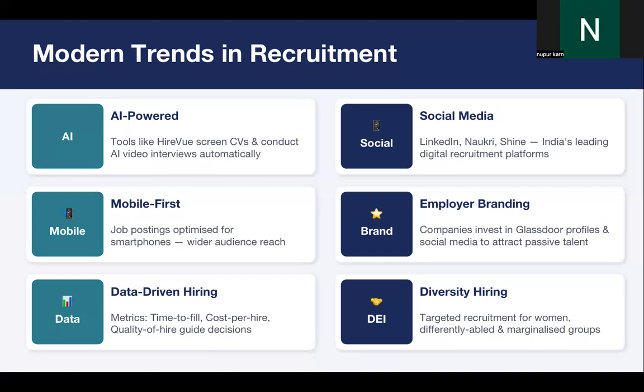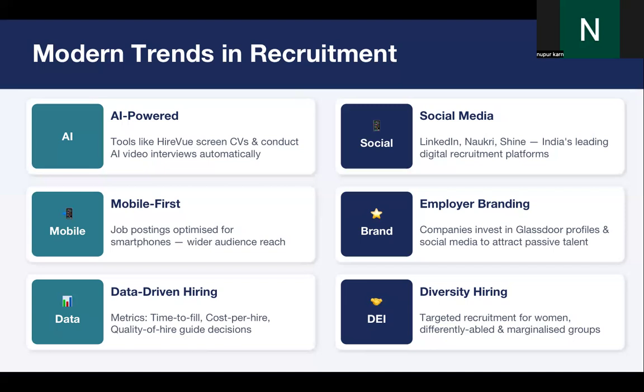Data driven hiring. It means that metrics like time to fill, cost per hire, and quality of hire guide decisions. So everything is done through data. You already have ready-made data, and through that you do the recruitment process. Social media posts. We all know that LinkedIn, Naukri, Shine, these all are India's leading digital recruitment platforms where the company posts their job and the candidate also has that access, and they get hired through that only. They also apply through these social media websites.